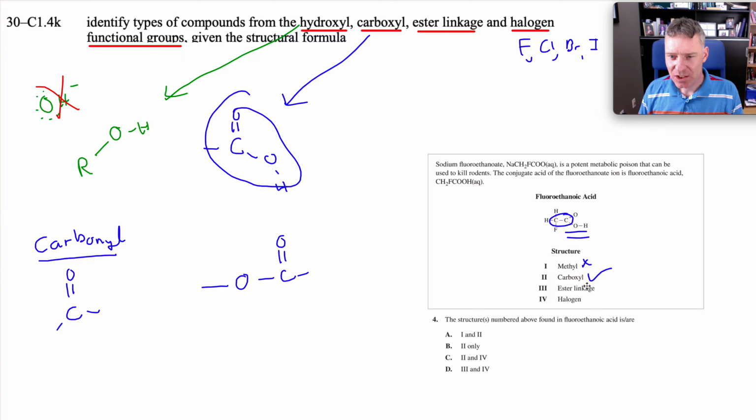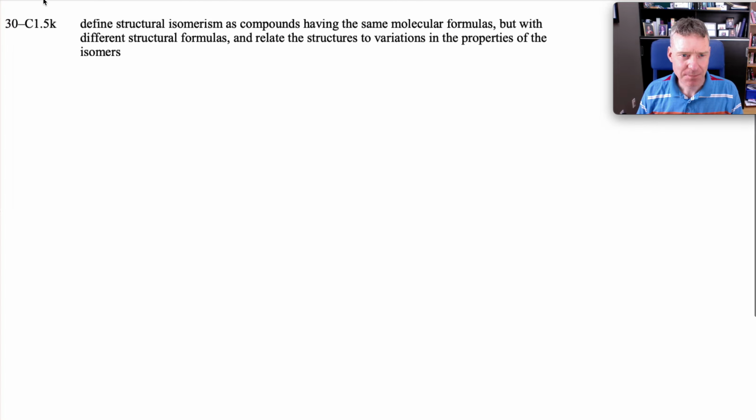Ester linkage might look like we see two O's, C double bond O, but that end hydrogen would have to be a carbon in order for that to be an ester linkage. So it's close, but not quite. And halogen, yeah, we've got a fluorine. So we've got a couple of the Chem 30 functional groups that you need to be able to identify in that question.